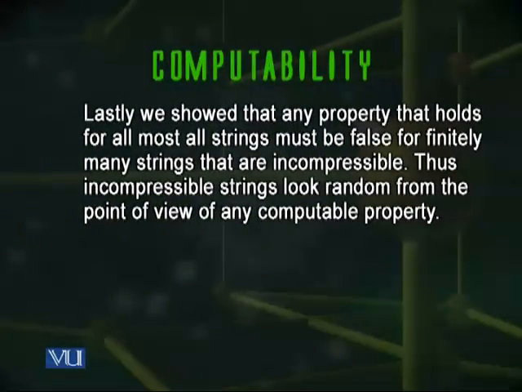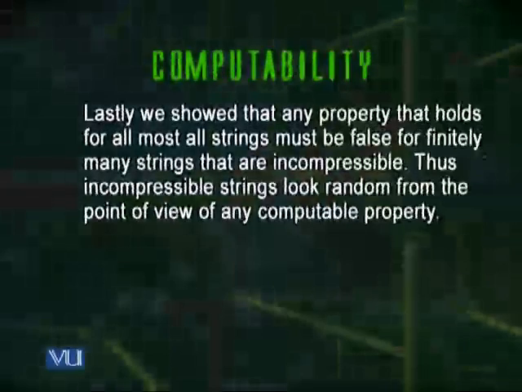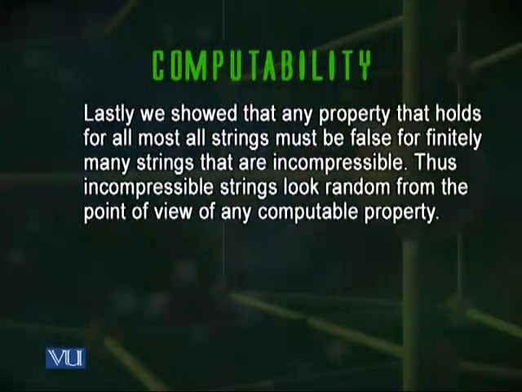Lastly, we showed that any property that holds for almost all strings must be false for only finitely many incompressible strings. So, if you have a property that holds for almost all strings, then it cannot be false for infinitely many incompressible strings. In that sense, we showed that incompressible strings are indistinguishable from a computational point of view. Thus, incompressible strings look random from the point of view of any computable property. And this was the main result that we proved in Kolmogorov or descriptive complexity.